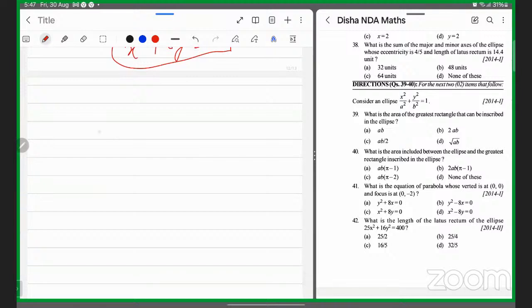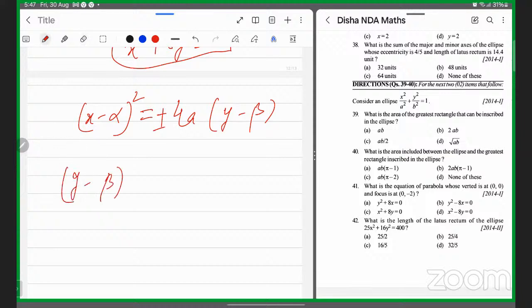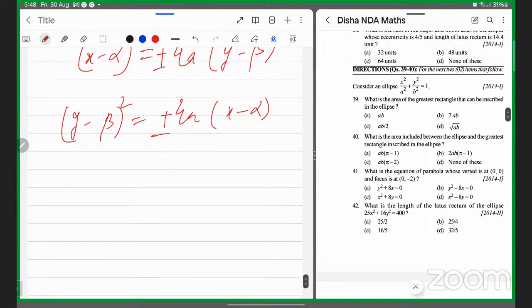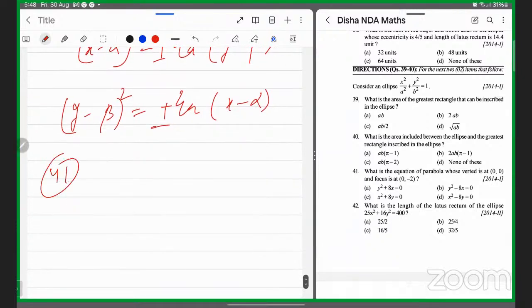For a vertical parabola, x minus alpha to the whole square equals 4a times y minus beta, plus or minus. For upward plus, for downward minus. And for horizontal, y minus beta to the whole square equals 4a times x minus alpha, plus to the right, minus to the left. Understood my words? Any problem? So here in 41, focus is 0 comma minus 2. Downward.